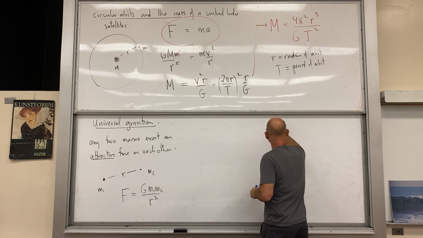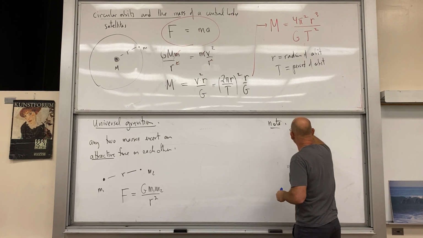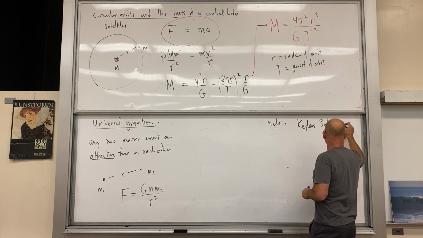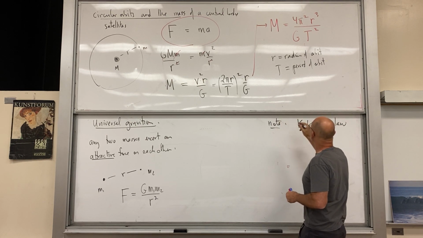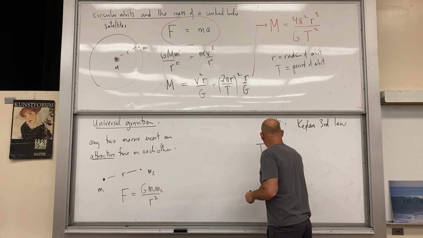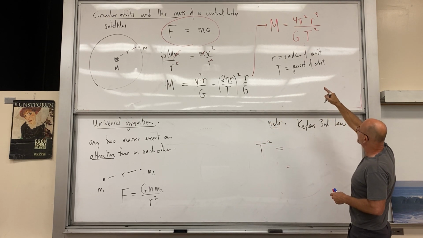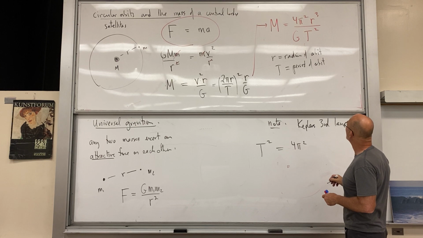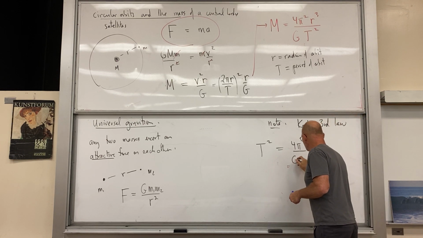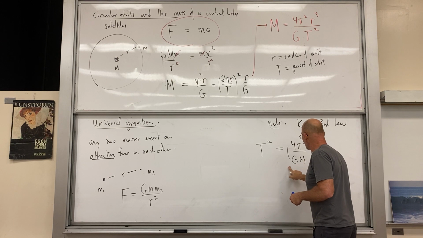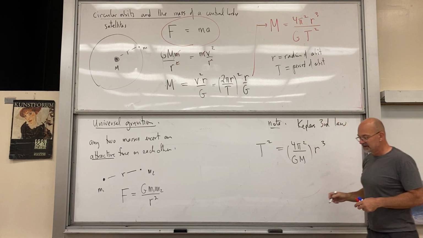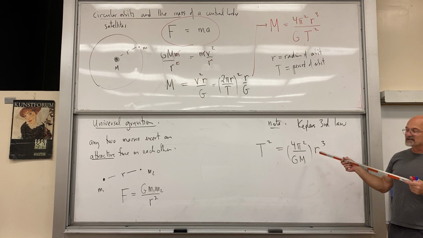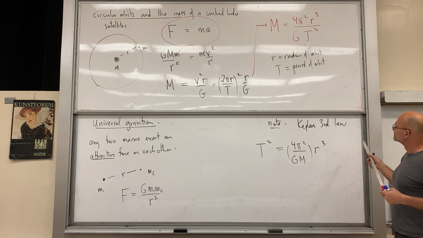So, important note with what I'm doing up here: Kepler's third law is contained in this calculation, namely, we're just going to solve for T squared up there. We're going to have 4 pi squared over GM times r cubed. T squared proportional to r cubed, right? T squared proportional to the semi-major axis cubed. For a circle, this is it.